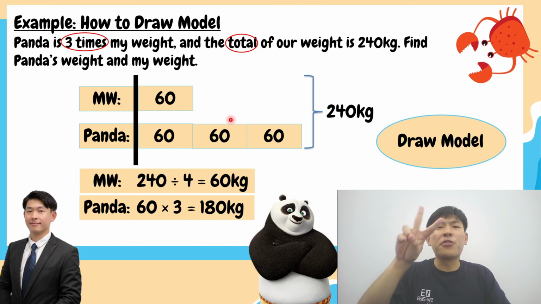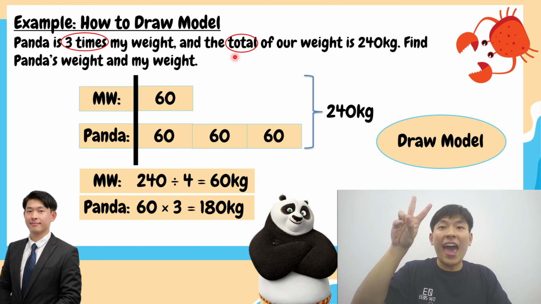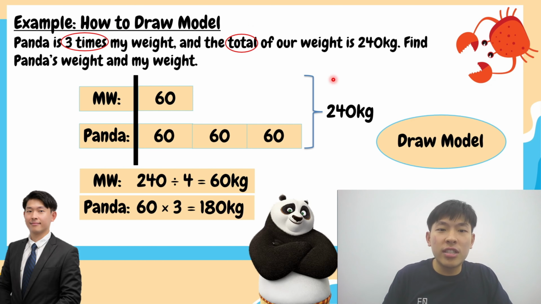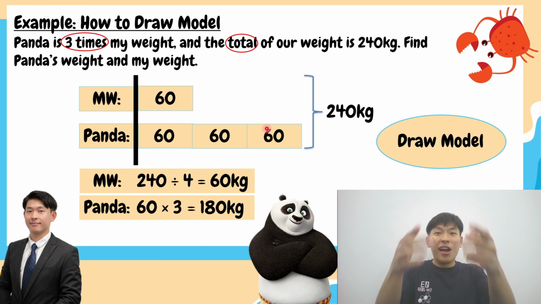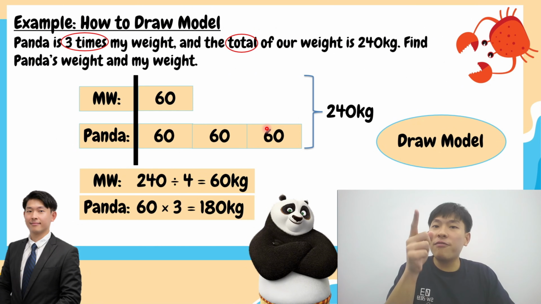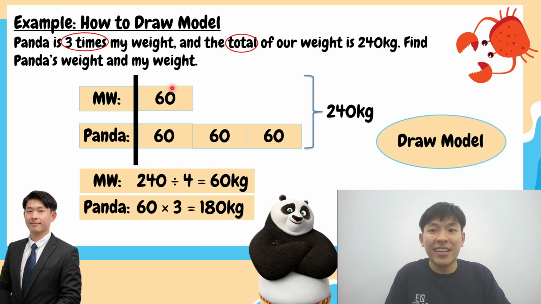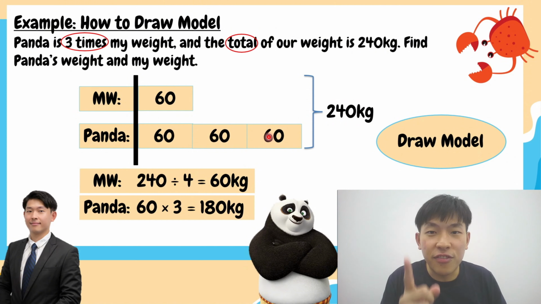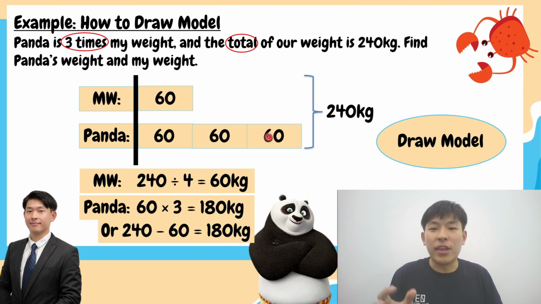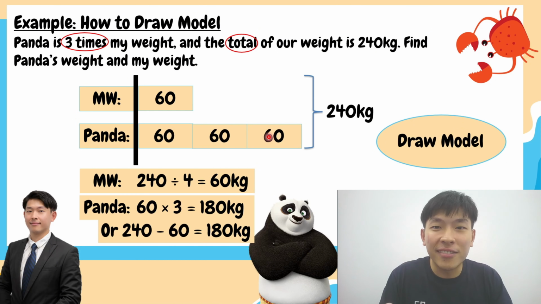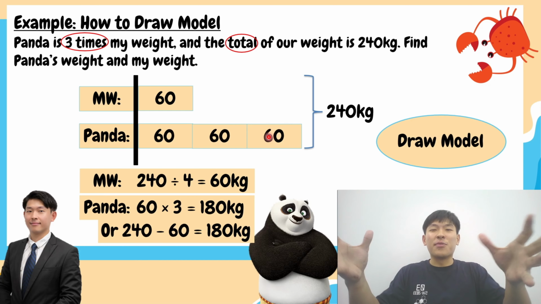Now, can we use another method to find panda's weight? In this question, we have 2 relationships, multiple and sum. Can we use the sum to find panda's weight? Yes! Wow! Some students who are very fast have found that we can use the sum minus my weight. And then we can get panda's weight. So we take 240 minus 60 and we get 180 kg as well. So we have found panda's weight and my weight.